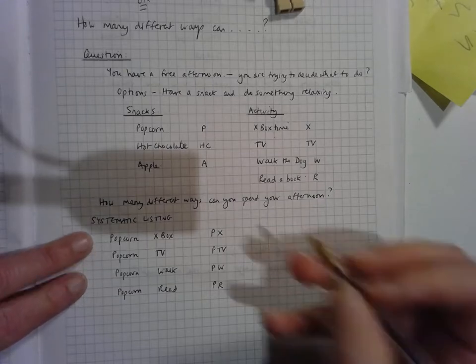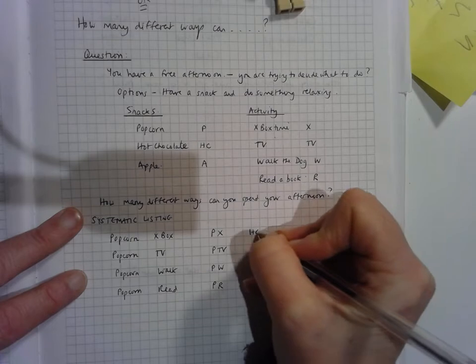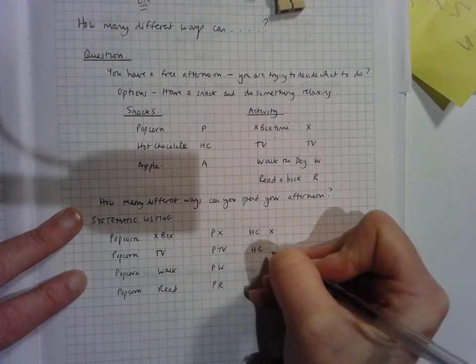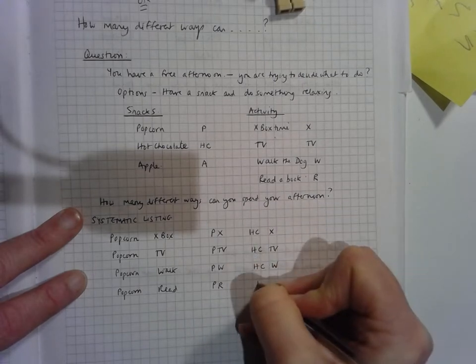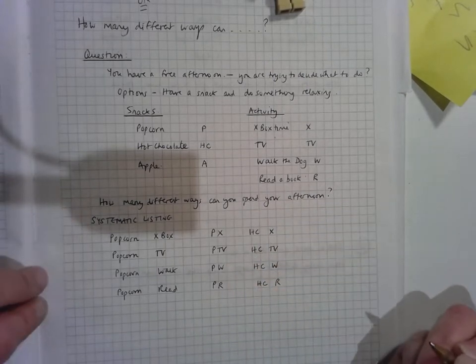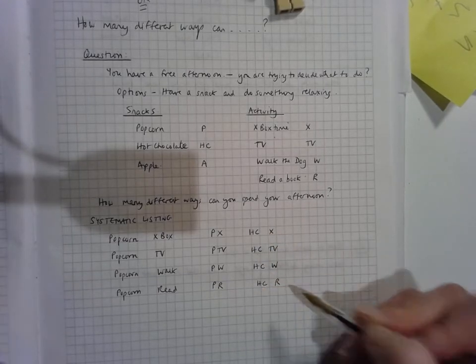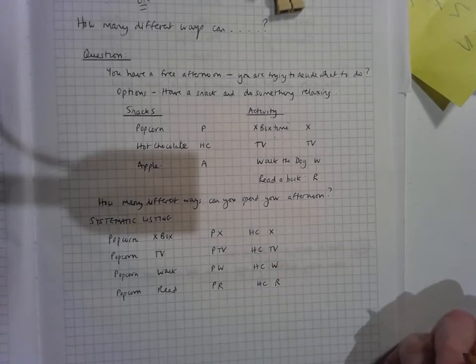Now, maybe I decide that I don't actually want popcorn, I want hot chocolate. So if I have hot chocolate, I could still play on the Xbox, or I could have hot chocolate and watch TV, I could have hot chocolate and walk the dog, or I could have hot chocolate and read a book. Hot chocolate Xbox, hot chocolate TV, hot chocolate walk, and hot chocolate read. Hopefully you can see where this is going. So there's another four options there with having hot chocolate.